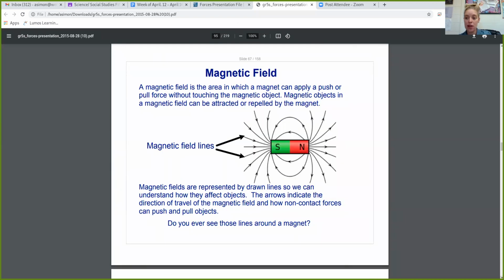Now, a magnetic field is an area in which a magnet can apply a push or a pull without touching the magnetic object. So it's the area around a particular magnet that can pull an object in without touching it. So go ahead and please put this in our notes. Magnetic field. A magnetic field is the area in which a magnet can apply a push or pull without touching the magnetic object, and magnetic objects in a magnetic field can be attracted or repelled by the magnet.